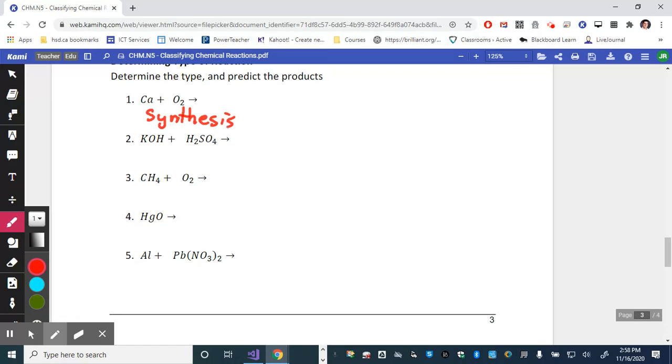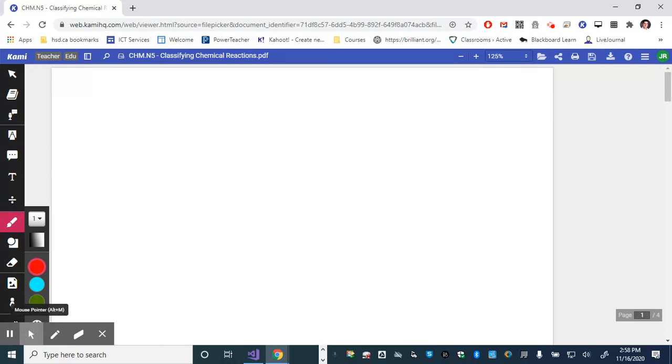How do we know it's synthesis? Well, because we got two singles coming together. And so if we look back at our notes, there's just no other option. These are not doing well today.